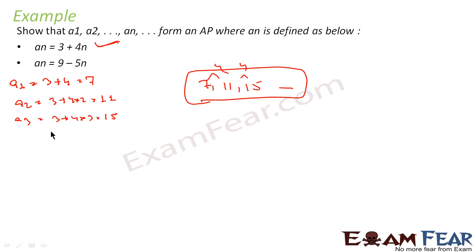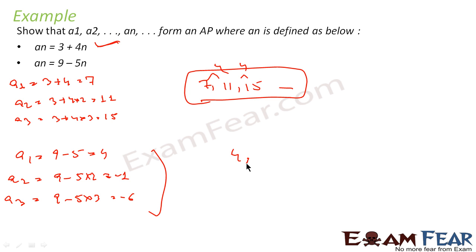Similarly for the next one, A1 is nothing but 9 minus 5, that is 4. A2 is nothing but 9 minus 5 into 2, that is minus 1. A3 is nothing but 9 minus 5 into 3, that is minus 6. So the series comes out to be 4, minus 1, minus 6, the difference is minus 5, right? So this is also very simple. You just find the first few terms and then show that it is an AP.